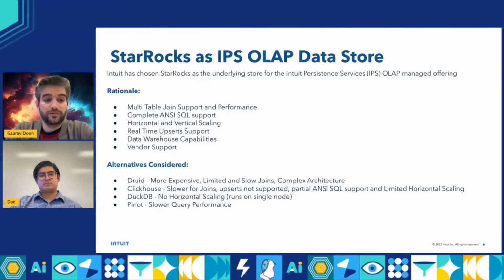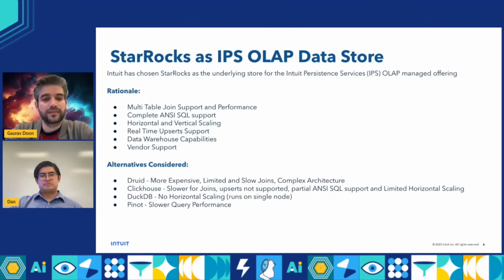Multi-table join support and performance is absolutely a must-have. We have a lot of use cases which do multi-table joins, and the performance for that was a very critical factor. ANSI SQL support goes a long way because most people are very well versed in SQL, and this makes adoption very easy. Horizontal and vertical scaling comes from the operational side, where any distributed system should be able to do both without a hitch.